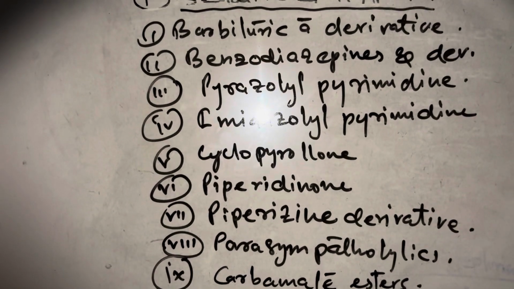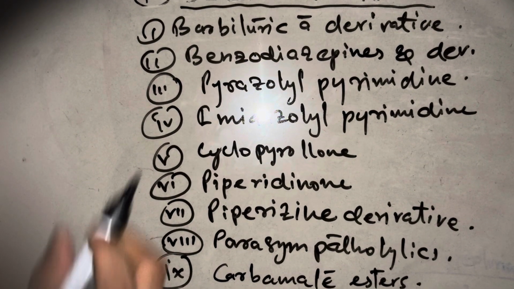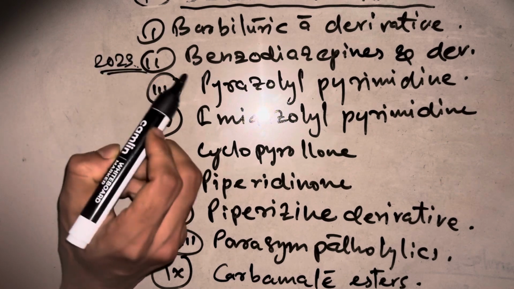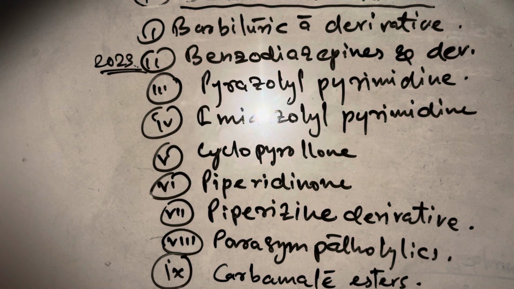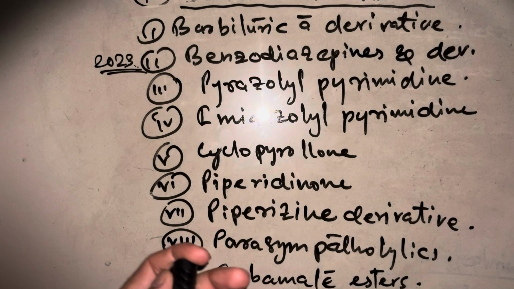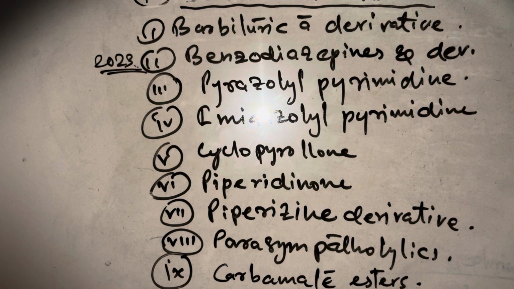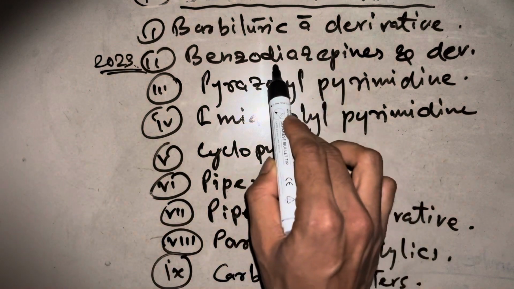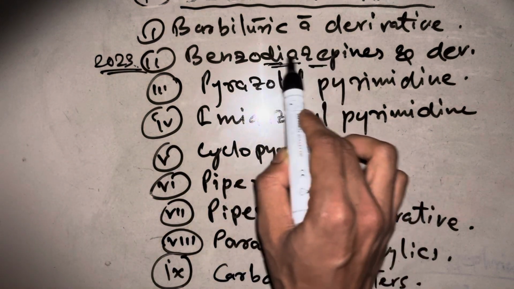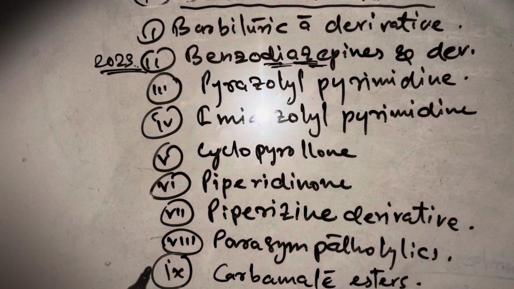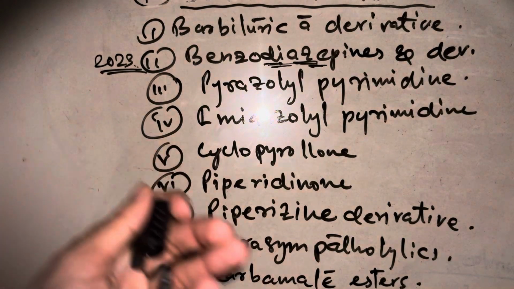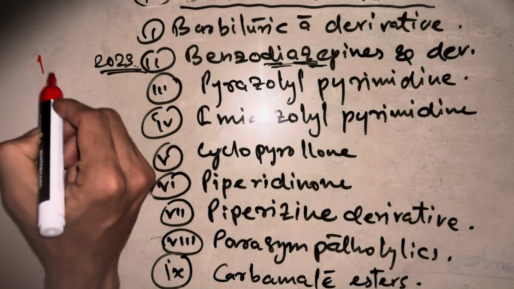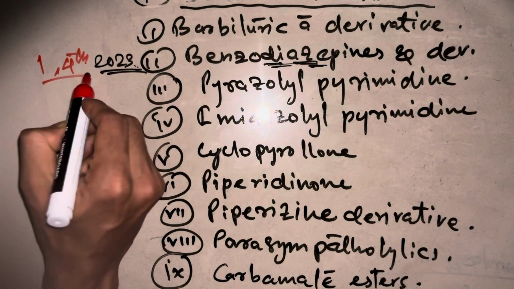For example, in class 2, one question came in 2023 GPAT. In this, what is the position of nitrogen? Two nitrogen atoms will be there in benzodiazepine. Di means two and aza means nitrogen. So what will be the position? The position will be 1 and 4.